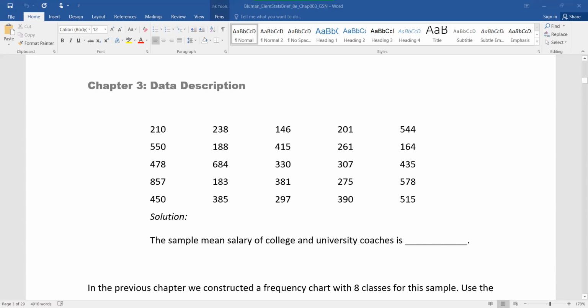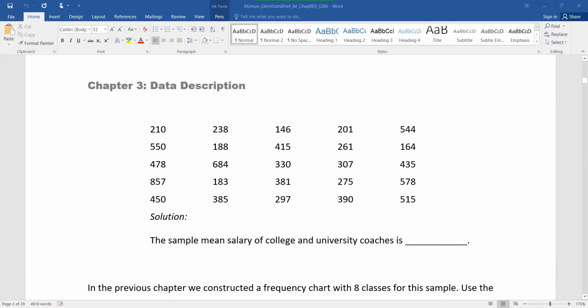Think this way. I'm gonna go 164, 225, 225, 140, 188, 210, 238, 146, 201, 544, 550, 188, 415, 261, 164, 478, 684, 330, 307, 435, 857, 183, 381, 275, 578.